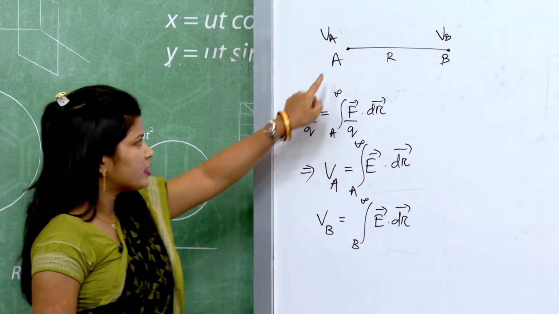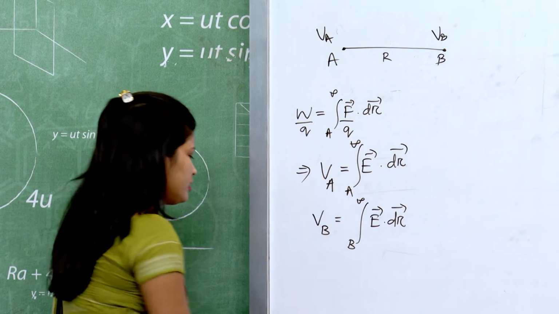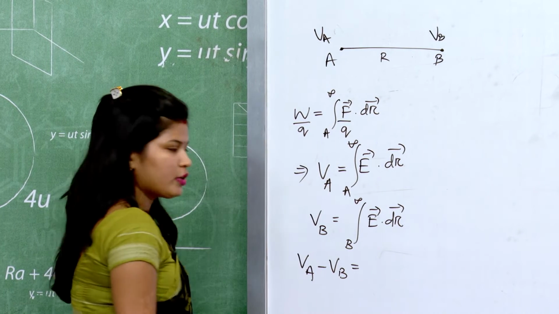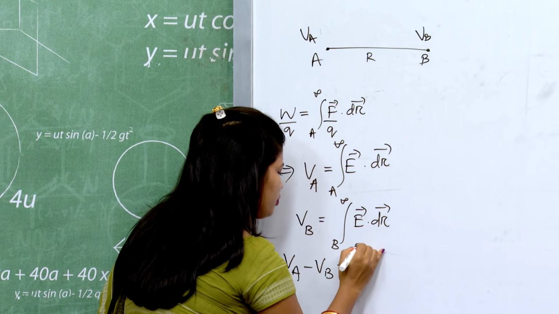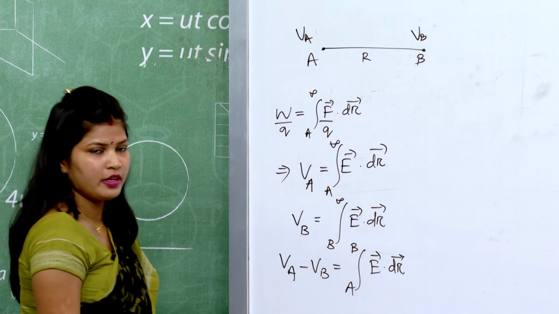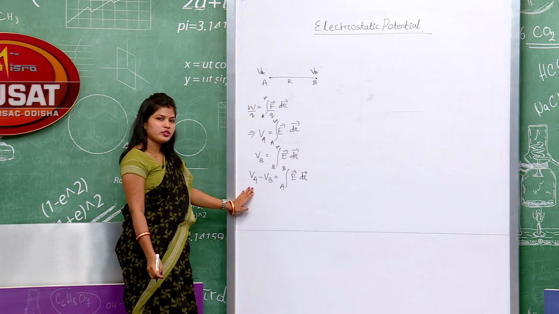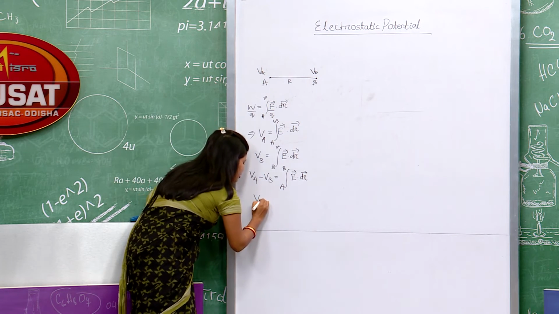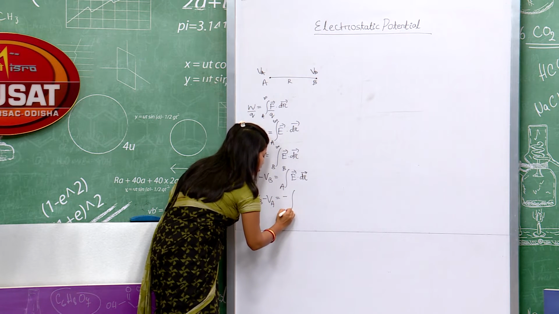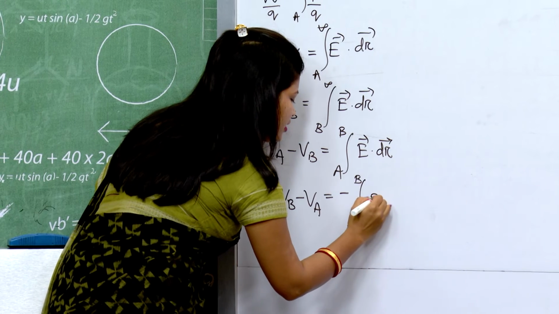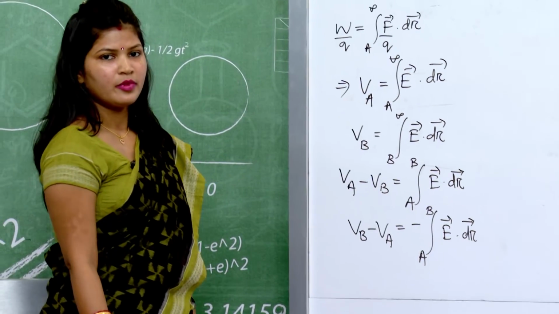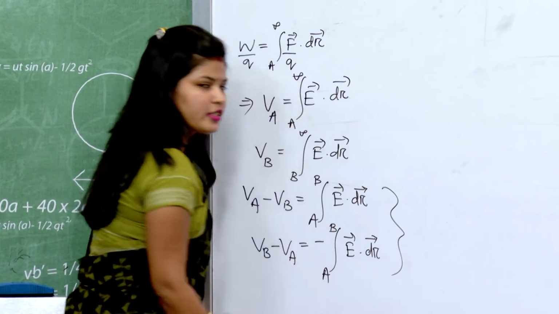The potential difference between the points A and B is VA minus VB is equal to the integration from A to B of E dot dr. Now, I can also write, as in some books, that VB minus VA is equal to minus the integration from A to B of E dot dr. This is exactly the same.